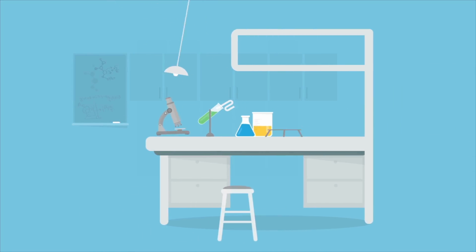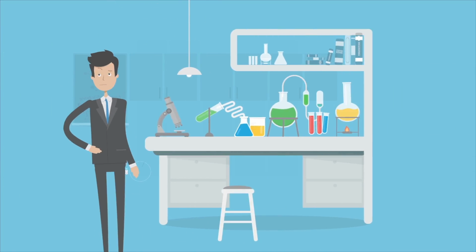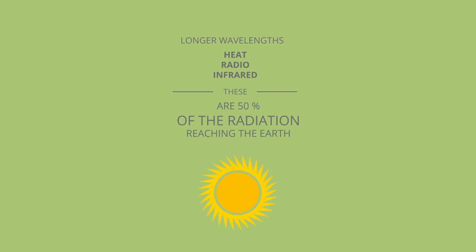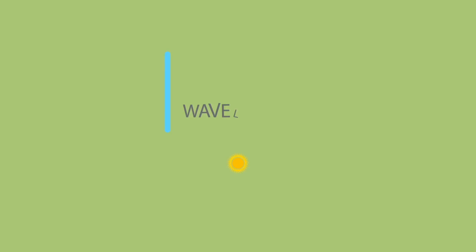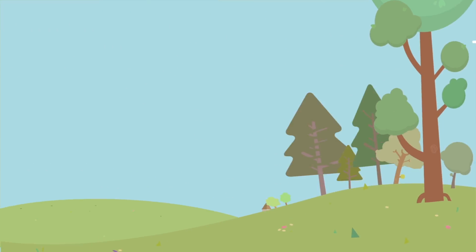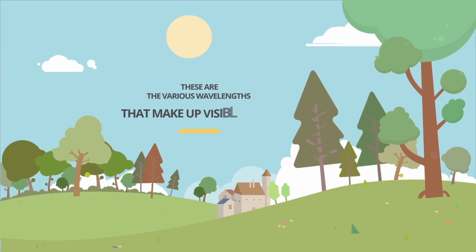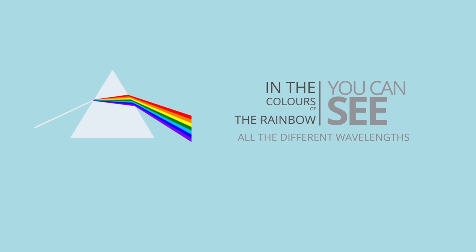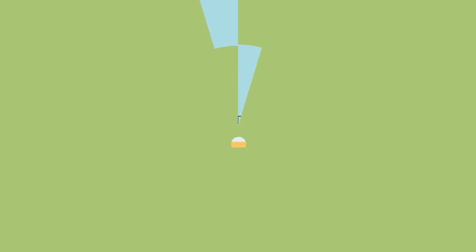At the other end of the scale, the longer wavelengths are heat, radio, and infrared waves. These comprise about 50% of the radiation reaching the Earth and are also the wavelengths of heat emitted by objects that have been heated in combustion or that have absorbed shorter waves. Between these two extremes are the mid-range wavelengths. These are the various wavelengths that make up visible light. Usually this is simply seen as white light, but you can see all the different wavelengths that comprise white light in the colors of the rainbow.